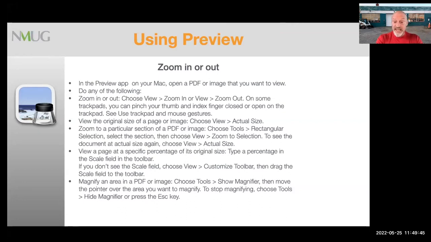If you don't see the scale field, you can choose the View menu again, Customize Toolbar, and drag the scale field back up to the toolbar in Preview.